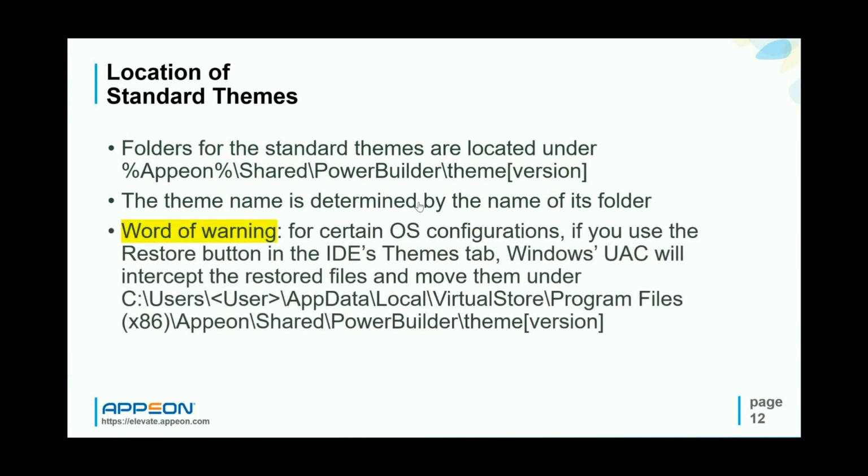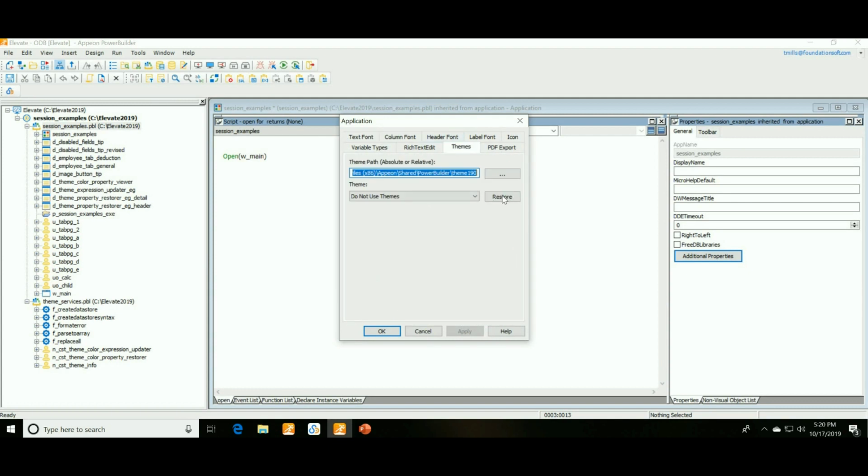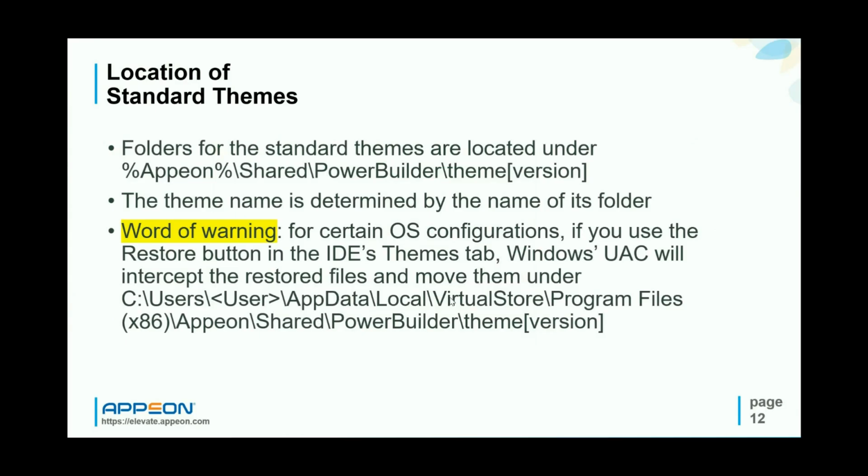Finally, a word of warning. If you use the Restore tab in the IDE, so flip back over here, under additional themes, so if you messed around with the original themes and you want to get the originals back, the ones that shipped with PowerBuilder 2019, you click the Restore tab and it'll restore them. But what has happened a couple times is that Windows UAC jumps in and redirects those files. Instead of them going back into that folder, they get moved to the virtual store folder, which is under your user app data. So if you suddenly see your theme folders disappear, don't freak out. They'll be over here in the virtual store.